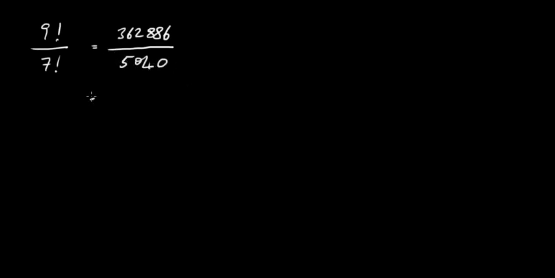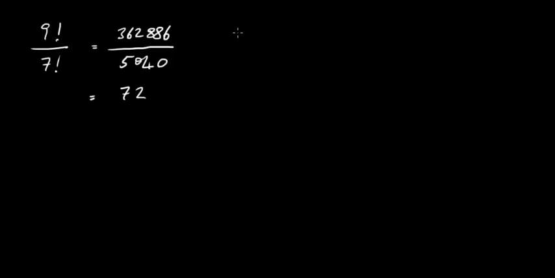So let's have a look at dividing then, dividing factorials. So let's take, for example, 9 factorial divided by 7 factorial. Well, if you work this out on your calculator, that's just going to be 9 times 8 times 7 times 6 and so on down to 1. You get 362,880. And 7 factorial, which is 7 times 6 times 5 times 4 times 3 times 2 times 1, is 5,040. And if you work that out, you'll get 72.